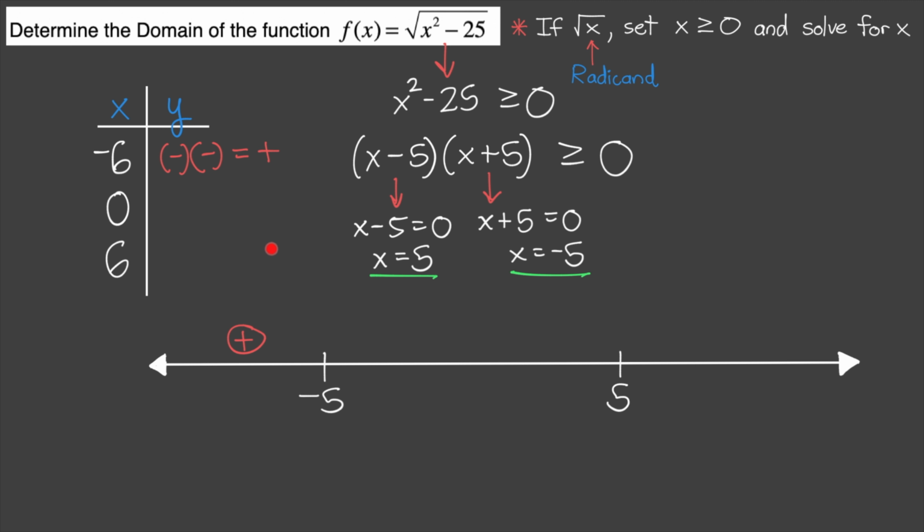Next, we plug in 0. 0 minus 5 is a negative number. And then 0 plus 5 is a positive number. A negative times a positive is a negative. So that means any number you plug in between negative 5 and 5 is going to yield a negative number. Next, we plug in a number here, which is 6. If we plug in 6, we get 6 minus 5, which is positive 1, times 6 plus 5, which is also positive. So we get a positive value. So we write positive here.